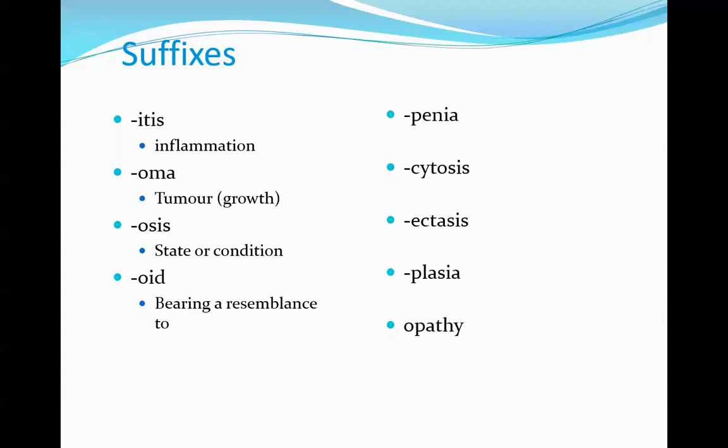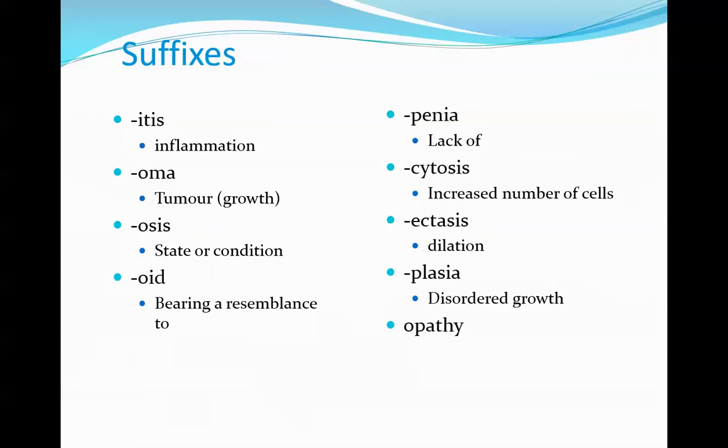Penia, lowering. Leukopenia, lack of WBCs, less amount of WBCs. Cytosis, increase: leukocytosis, increase in WBCs. Ectasia, dilatation, like duct ectasia. Plasia means disordered growth.